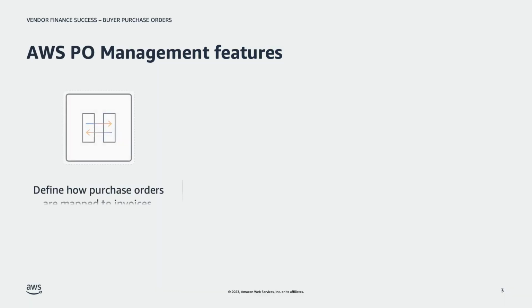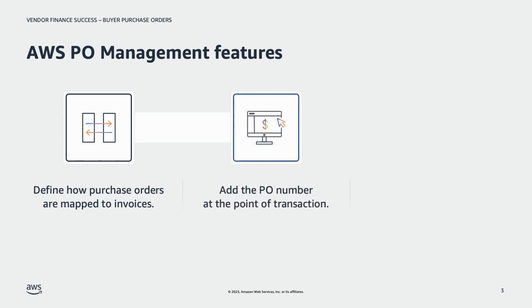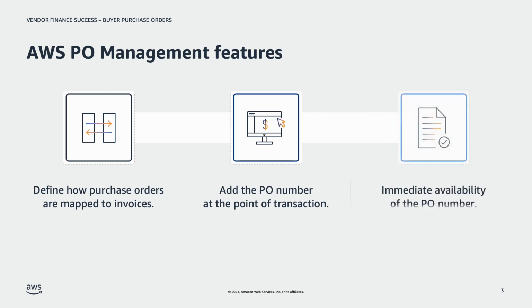Purchase Order Management allows you to define how your purchase orders are mapped to your invoices. This feature allows you to add the PO number at the point of transaction, so resulting AWS invoices reflect the PO number for the approved transactions. The PO number is automatically viewable within the Purchase Order Management console for future reference and tracking.